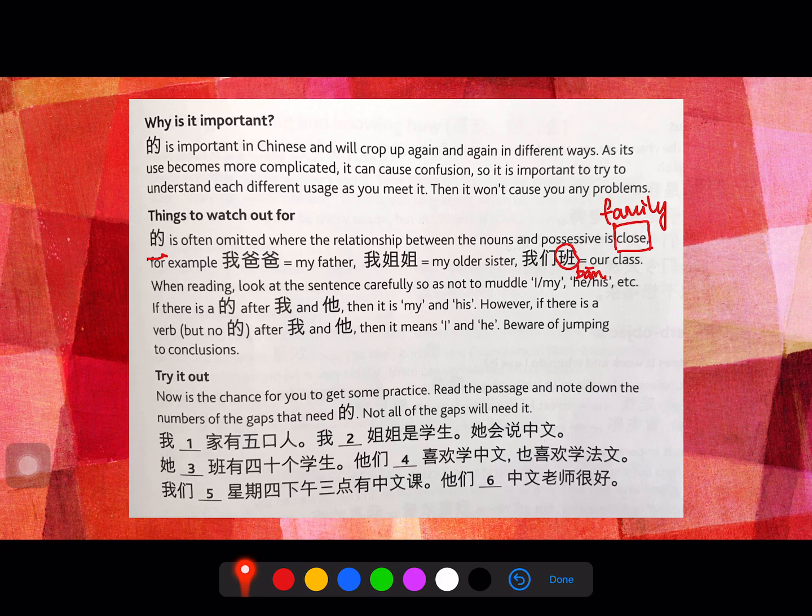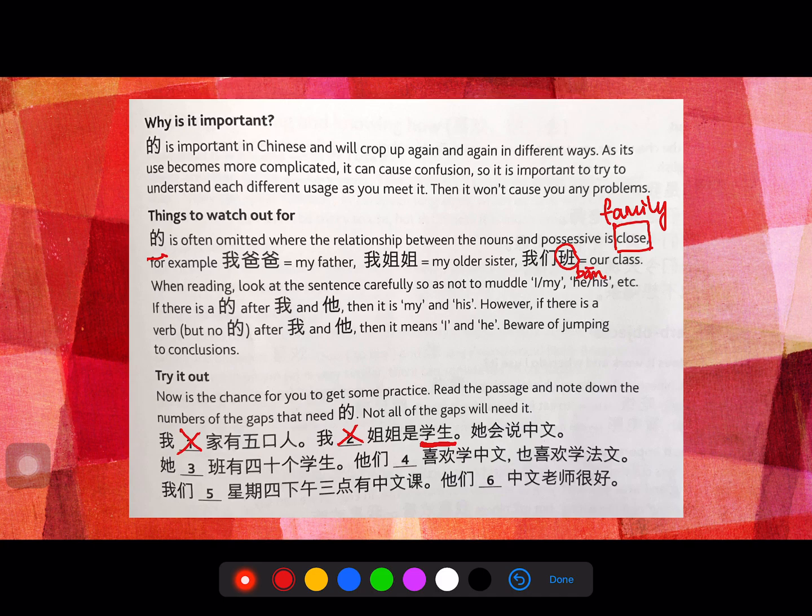拿出绿笔. The first one. 我家有5口人. You don't need the 的 because it's a close relationship, my family. 我姐姐是学生. Again, it's a close relationship, my family member, my sister. 学生 means students. We are going to learn this next. 学生 students. 她会说中文. She can speak Chinese.